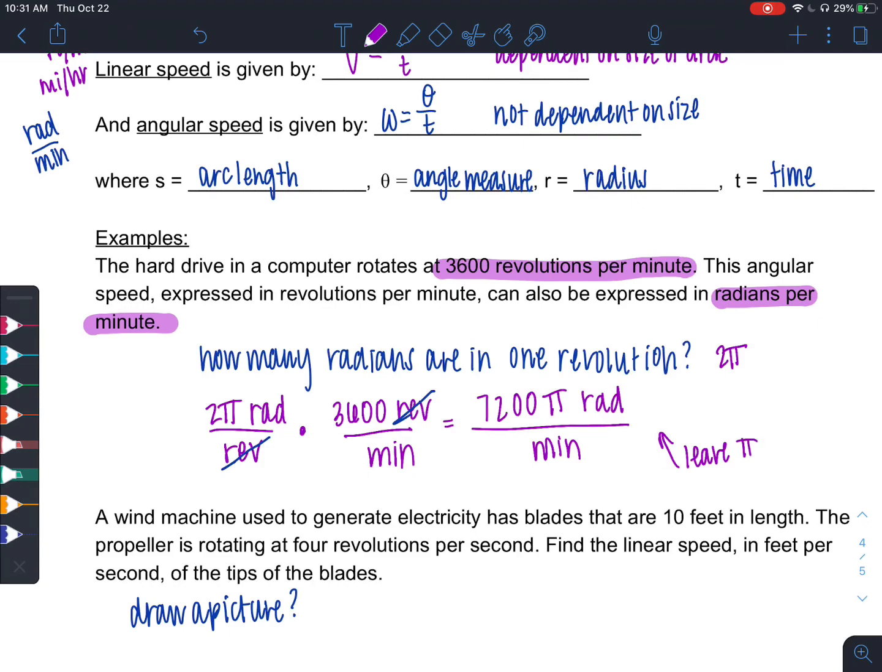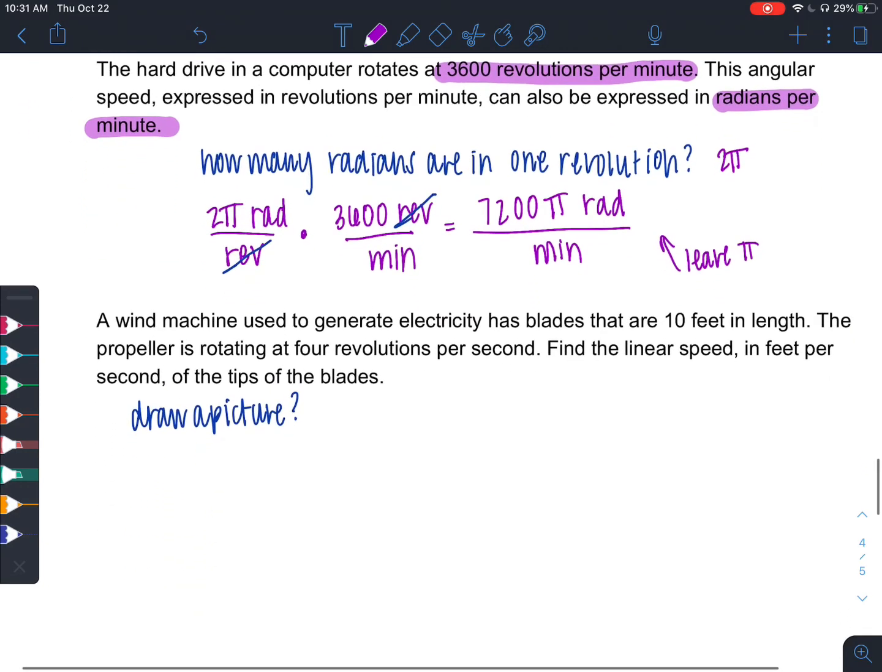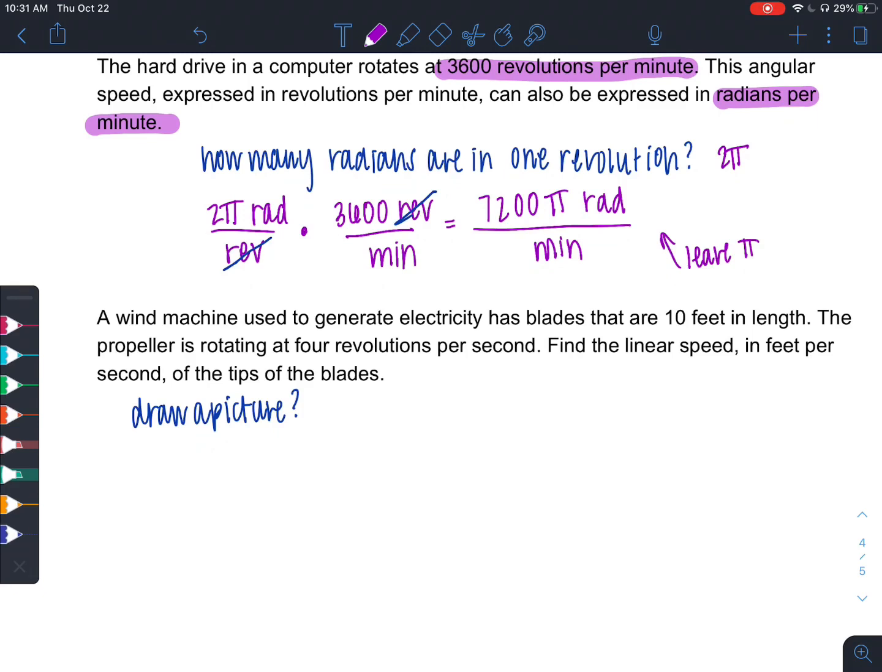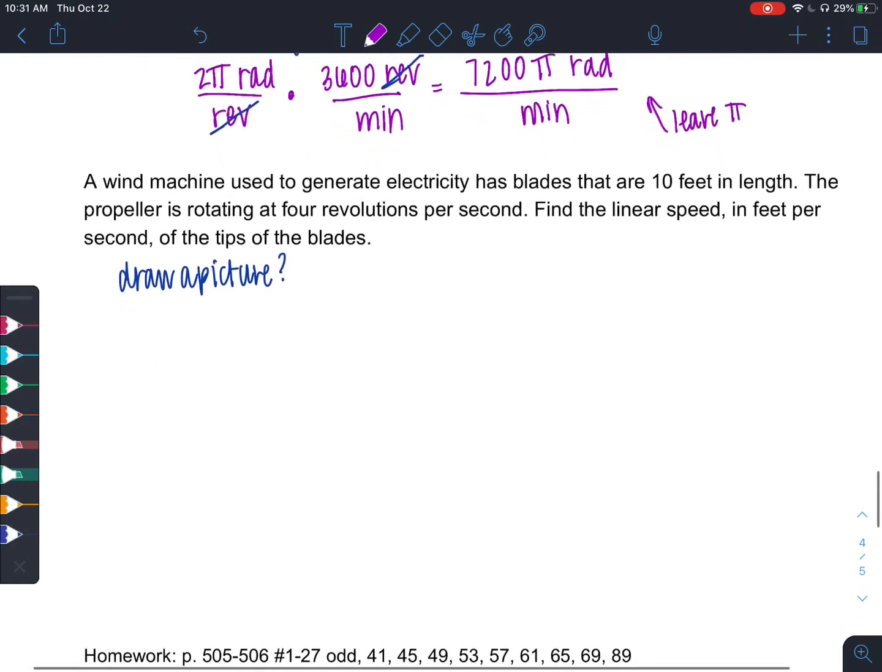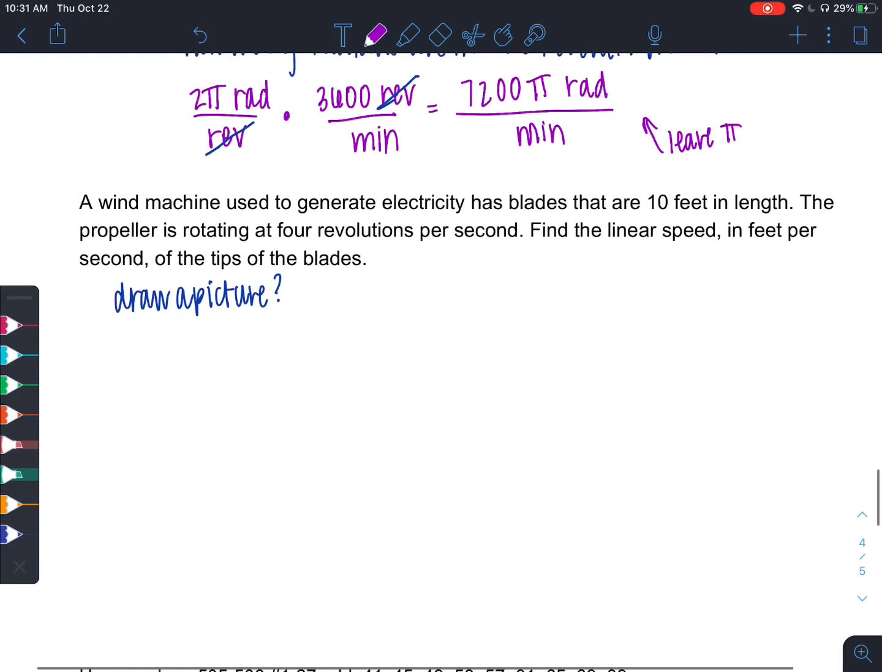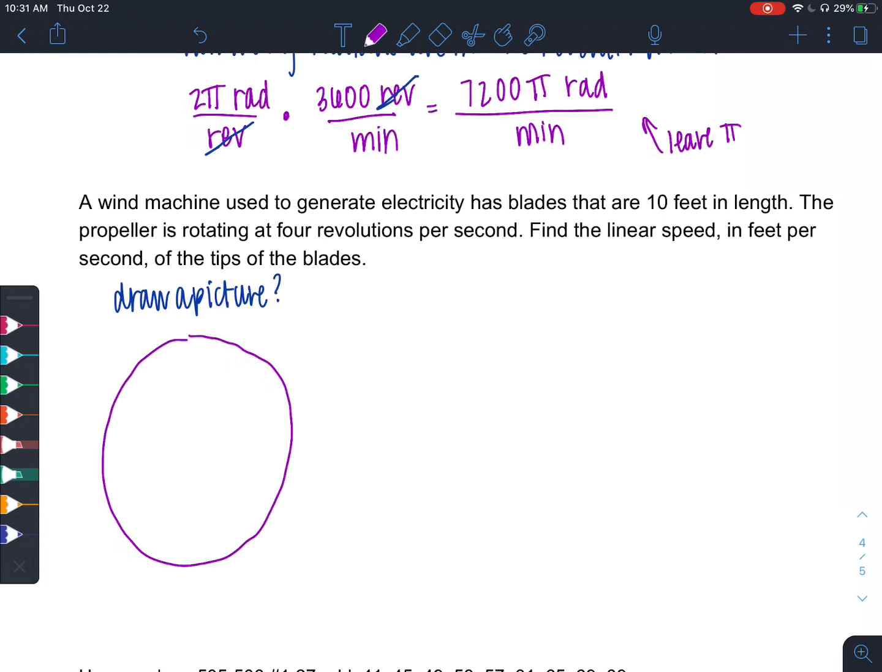All right, so in this next example, a wind machine generates electricity. A wind machine used to generate electricity has blades that are 10 feet in length. The propeller is rotating at 4 revolutions per second. Find the linear speed in feet per second of the tips of the blades. So I want you to go ahead and draw a picture. Okay, so you should have drawn something that looks like this. Maybe this is like the blades and them rotating. Here's the center, and then here's a blade, and that's 10 feet long.